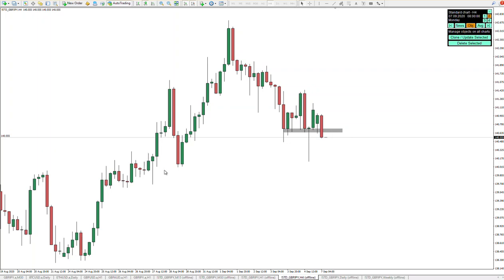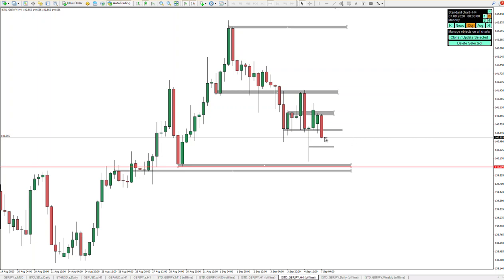Still, the way I look at structure, we are in bullish structure as long as we don't close below this low. Okay, let me draw my zones on all time frames and let's go from there.